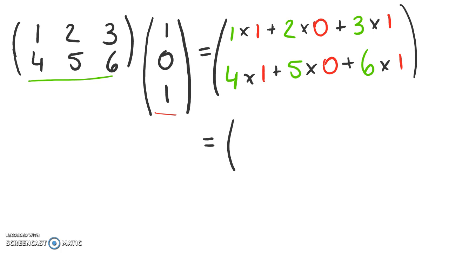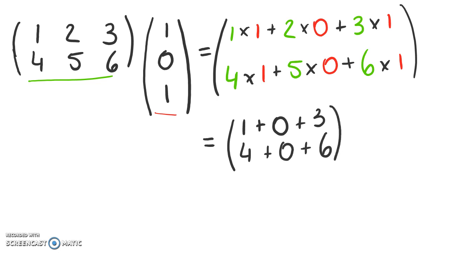1 times 1 is 1, plus 0, plus 3. 4 times 1 is 4, plus 5 times 0 is 0, plus 6 times 1 is 6. So we end up with the vector 4, 10.